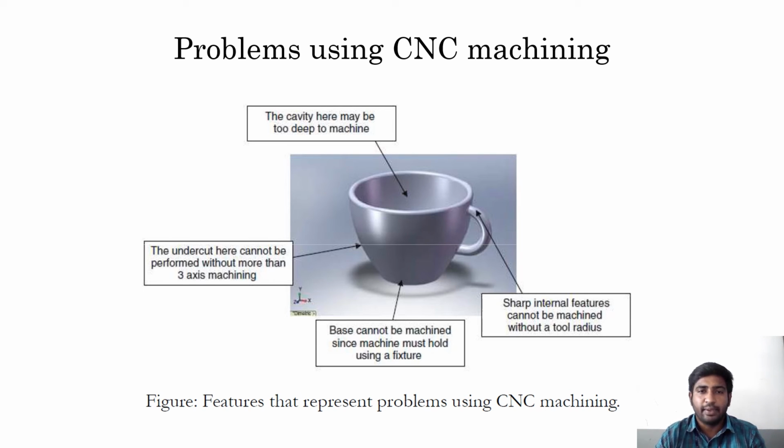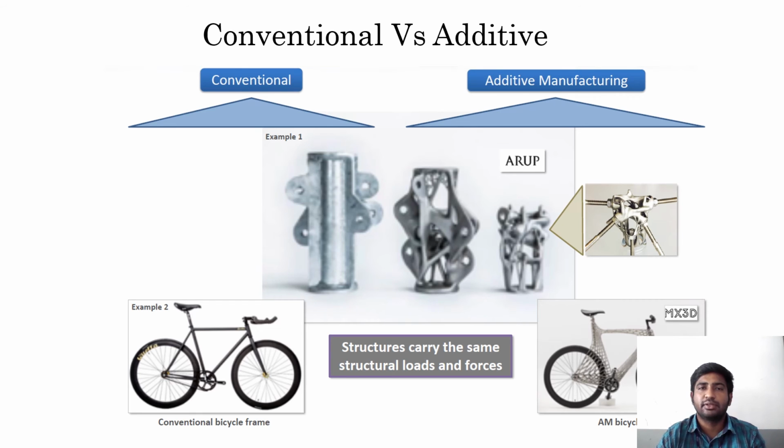Next, the base cannot be machined since the machine must hold a fixture. In the additive manufacturing process, the base is easily created on the table. Obviously, the base cannot be machined while using the fixture. After that, sharp internal features cannot be machined because of the tool radius.